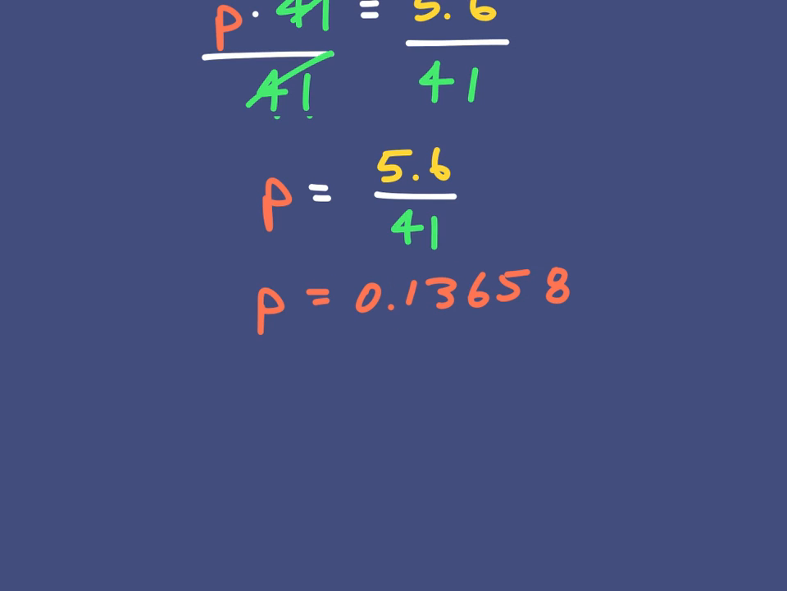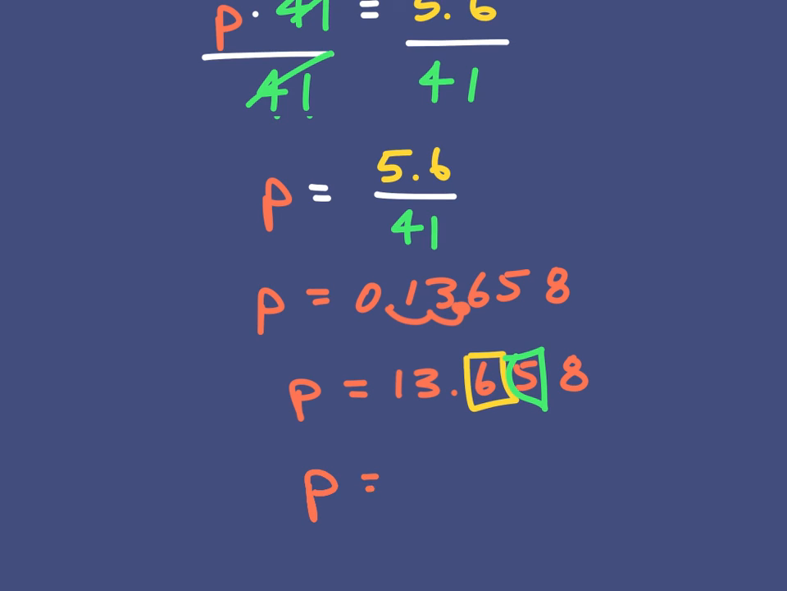The first thing I want to do is this is a decimal, and I want to turn this into a percent. So I'm going to move the decimal place over 2 units, and we get that P is equal to 13.658. Let's round this to the nearest tenth. Let's locate our tenths spot. Let's look at the number to the right, because that number is 5 and above. We're going to increase the 6 to 7, and we're going to write our answer as P is equal to 13.7%.